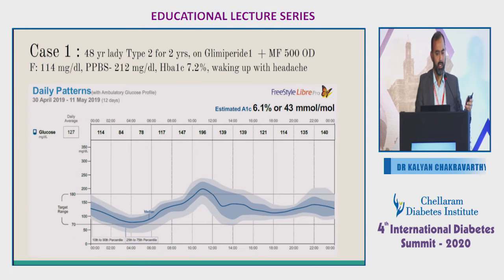So then coming to the cases now. This is a 48-year-old lady who came to me with type 2 diabetes for the last 2 years. She has been on glimepiride and metformin, and she has a pretty decent fasting but uncontrolled postprandial sugar of 212. Her HbA1c is 7.2%. She's waking up with a headache, not every day, but some days. That's what made me think that she might have hypoglycemias during the night.